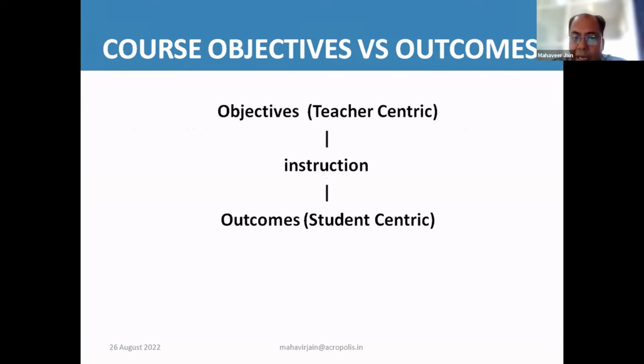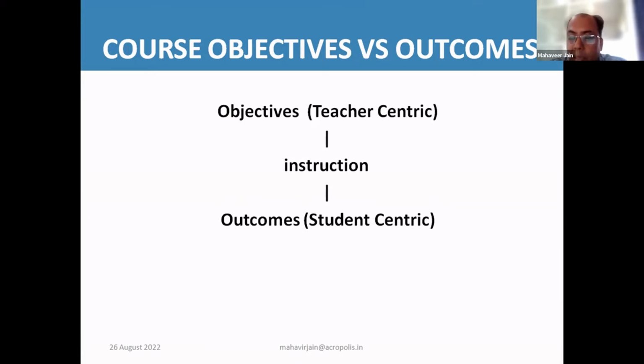So this is the diagram. The objectives are basically teacher centric. So when we are deciding our objectives, it means I am delivering this course to my student, then what are my objectives? So objectives are basically teacher centric. The teacher needs to decide, if I am teaching this subject, what should be my goal, what should be my objectives. And when those objectives are instructed by the teacher, then they become the outcomes.